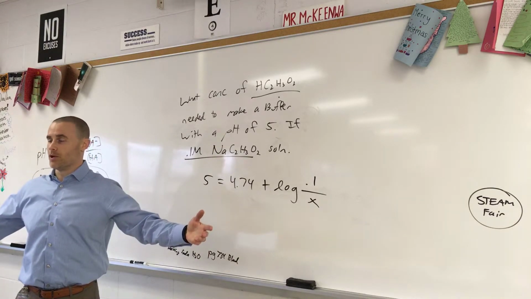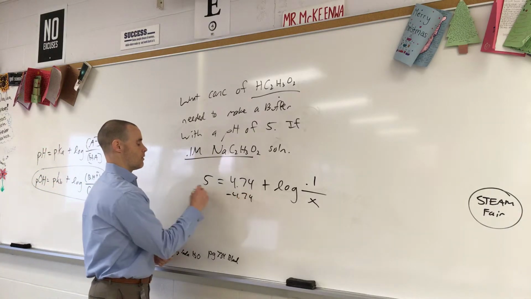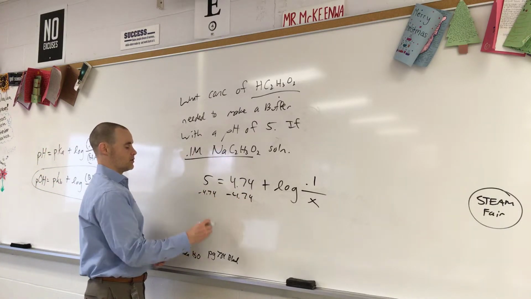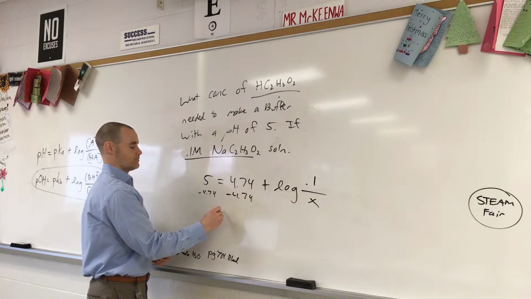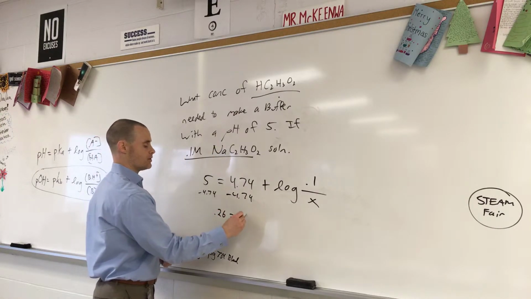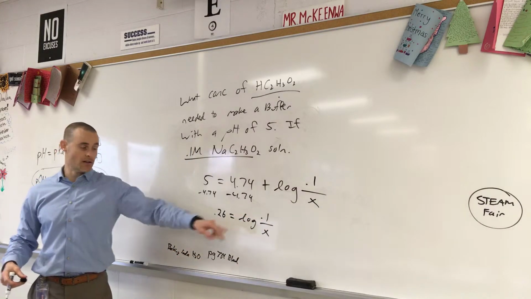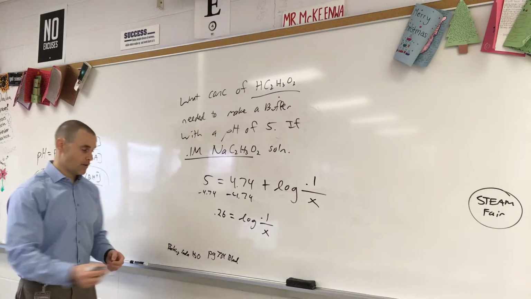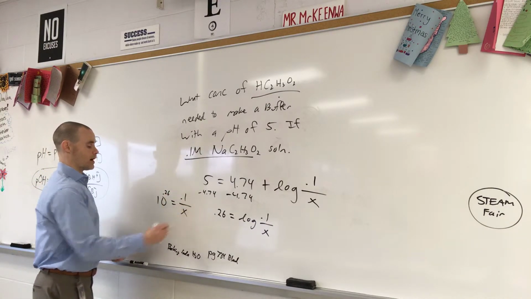Now it's a math problem. What do we do? Subtract the 4.74. So we get 0.26 equals log of 0.1 over x. How do we get rid of log? Raise it to 10. So 10 raised to the 0.26 equals 0.1 over x.